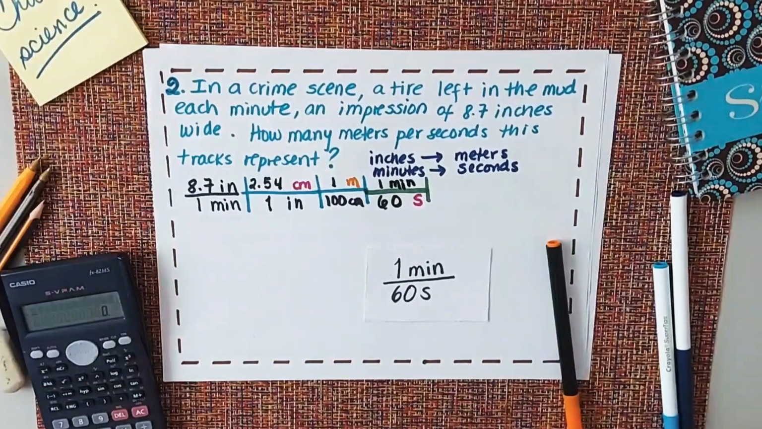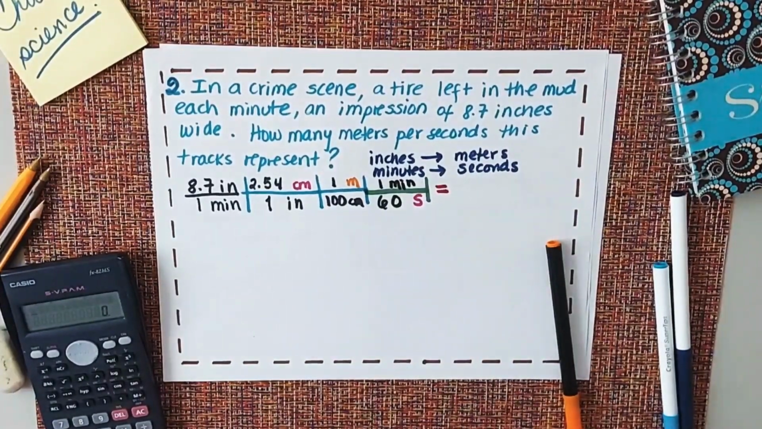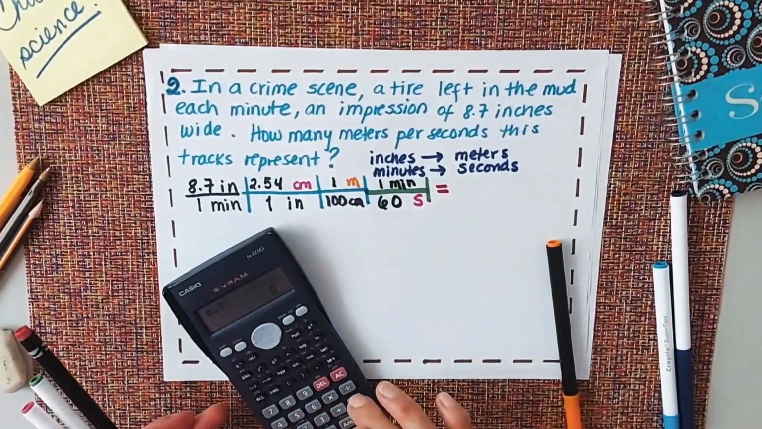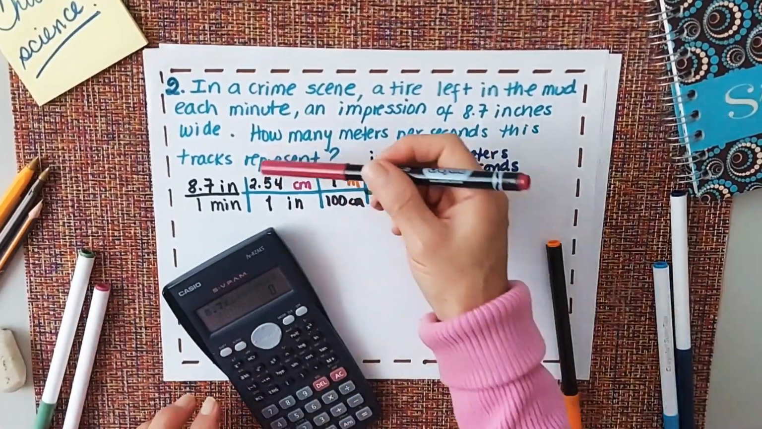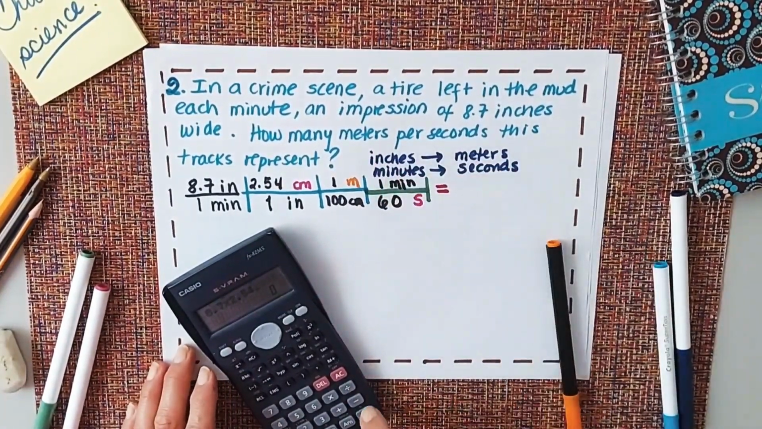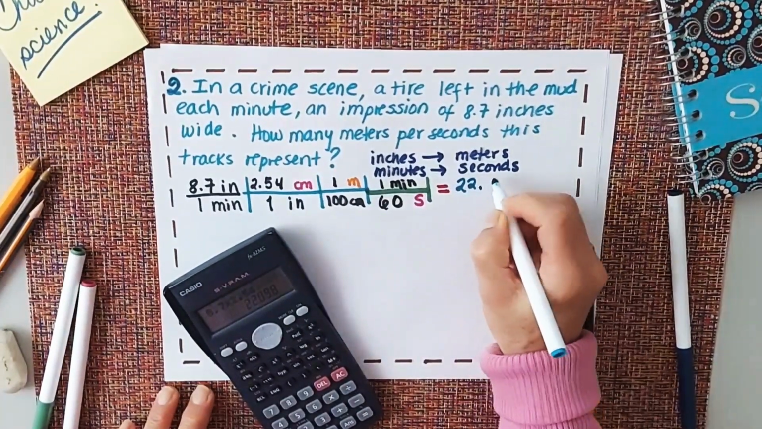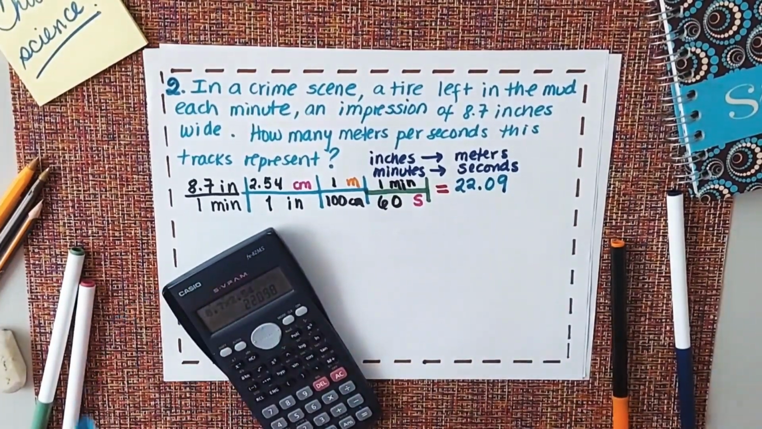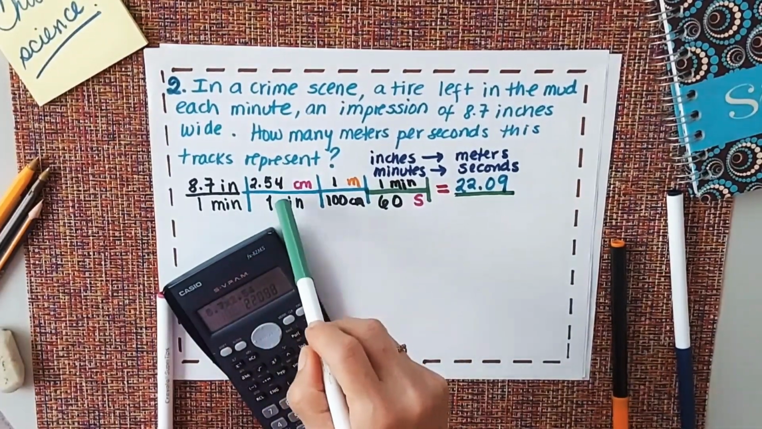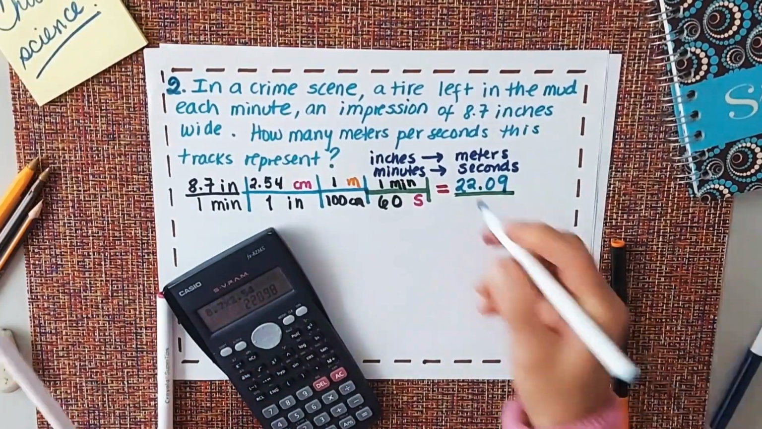Okay, now we are going to do the multiplications and we need to use our calculator. 8.7 times 2.54 times 1 equals 22.09 over, the other multiplication is 1 times 1 times 100 times 60. The result is 6,000.